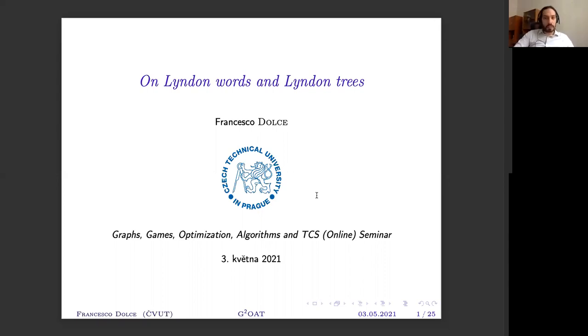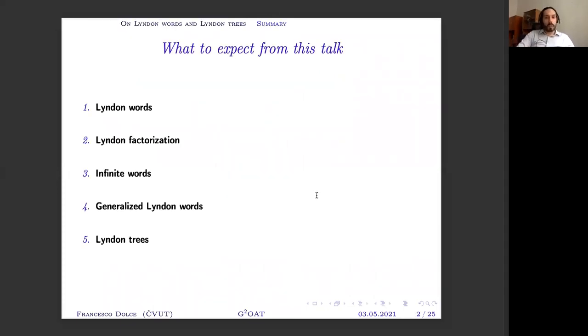Now, I have to admit, I'm not completely sure about what you know about this kind of stuff, but I guess that since you do stringology or related stuff, you probably already heard of Lyndon words. But just to be on the same page and to fix the notation, I will start this talk by giving the main definition of Lyndon word, where they are important, and how we can use Lyndon words to factorize the monoid of all the words.